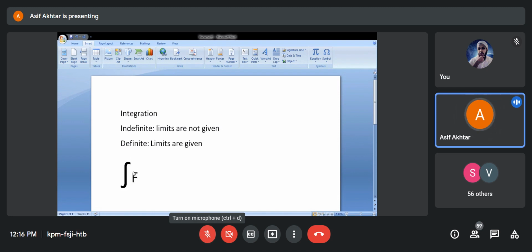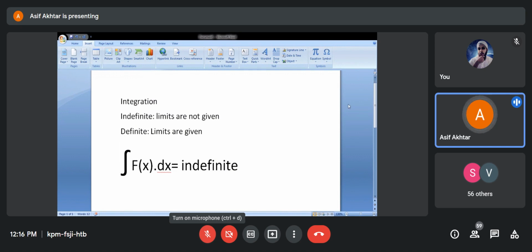Now, if we have any function f(x) and we take it dx, we call it indefinite integration. Why do I call it indefinite? The reason is that there is no mention of a lower limit and an upper limit. If you see the symbol, down here we have the lower limit and up here the upper limit. But if I insert the limits, I will show you what I mean.